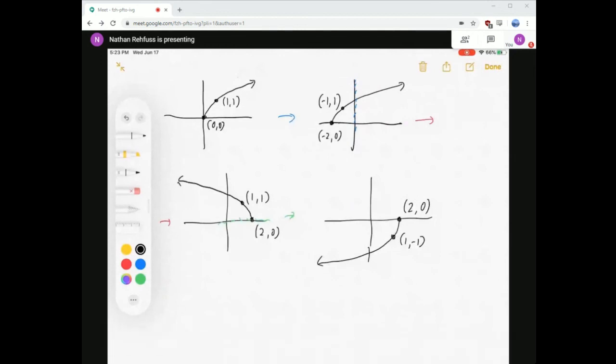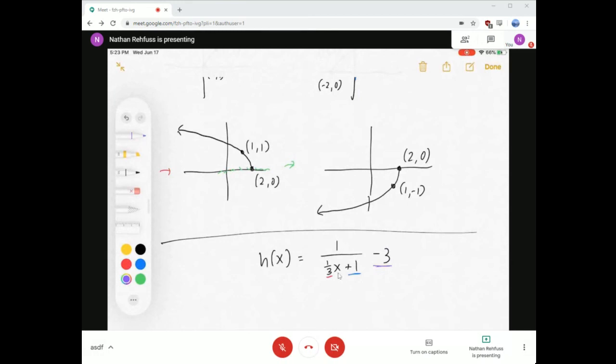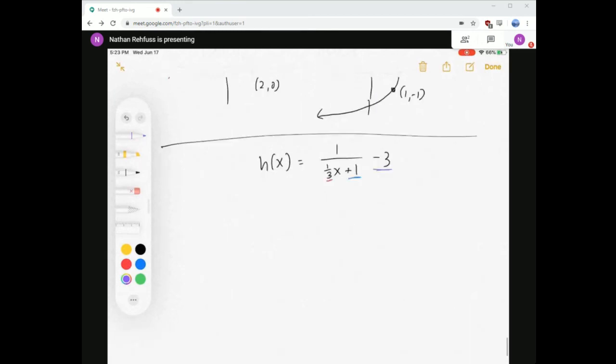Let's do one more. H of x equals 1 over (1/3 of x plus 1), and minus 3 on the outside. So some of these things are transformations, I'm sure. A 1/3 next to the x, that's a transformation. A plus 1, well, that's a transformation. A minus 3, that's a transformation. The only thing here that can't be a transformation is x being in the denominator. So our parent function is going to be 1 over x.